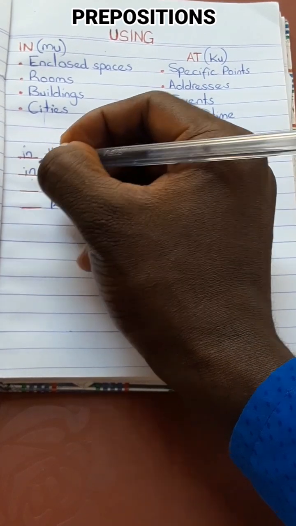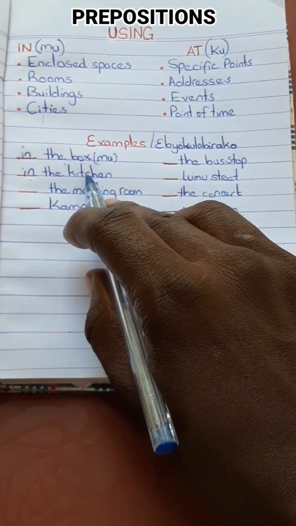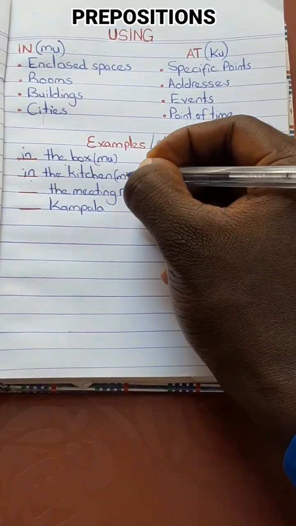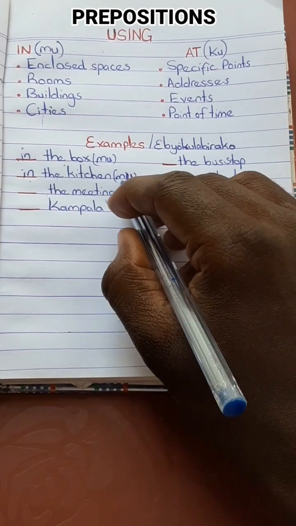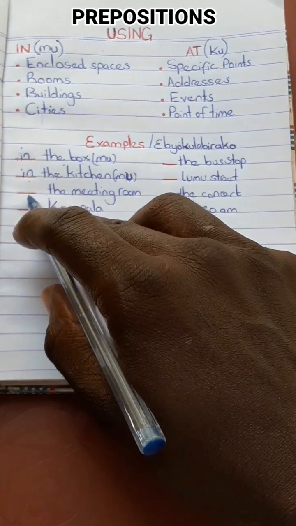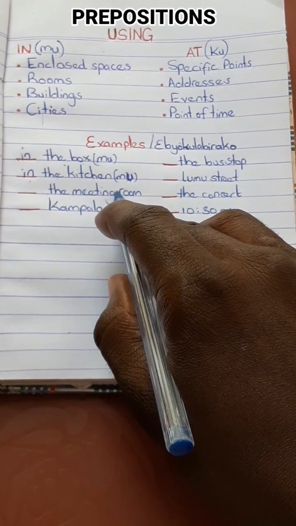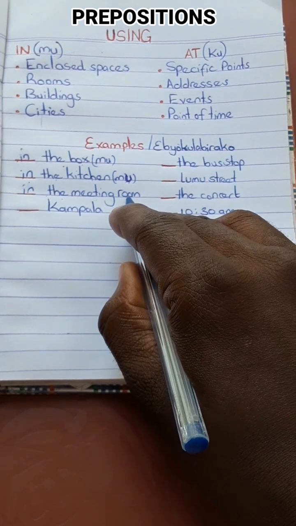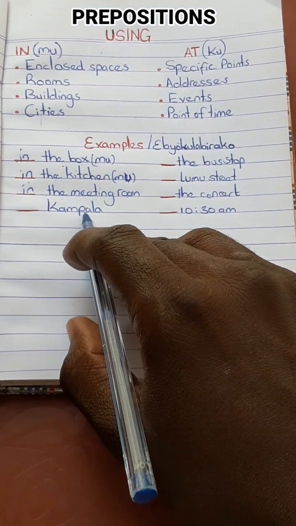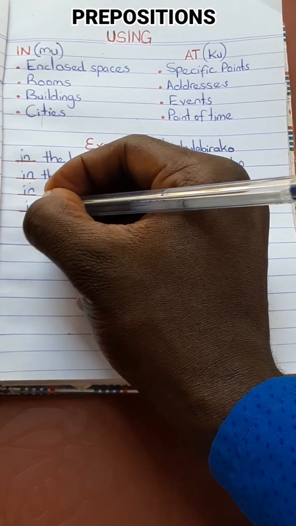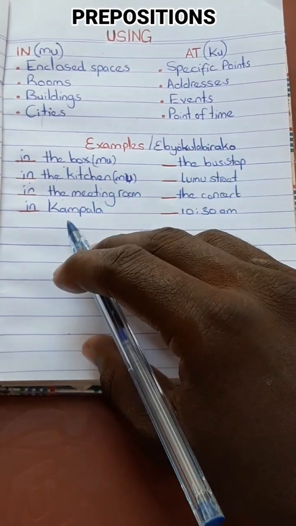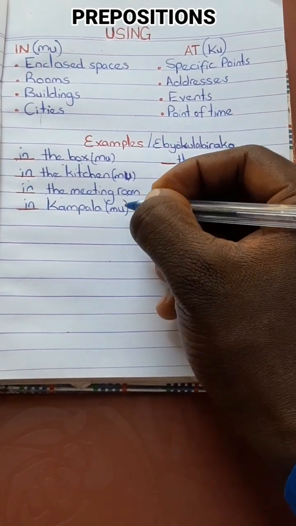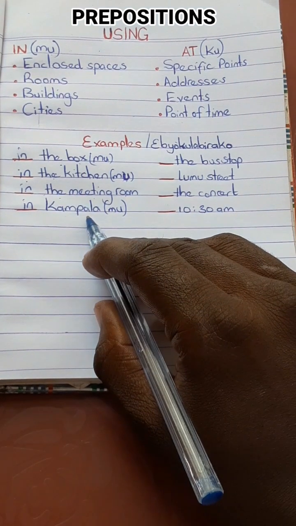Okay, dash the kitchen. In the kitchen. Mu chiyungu. Dash the meeting room. In the meeting room. Okay, dash Kampala. In Kampala. For example, I live in Kampala. Imbeera mu Kampala. Are we together?